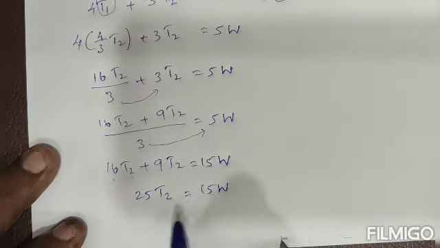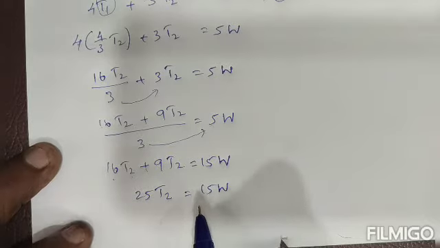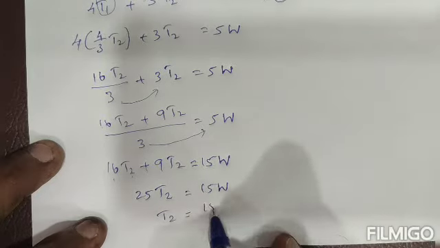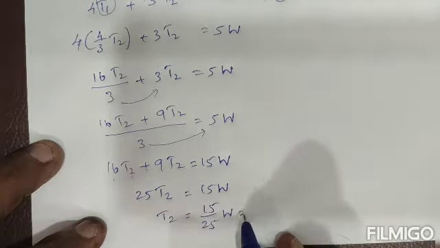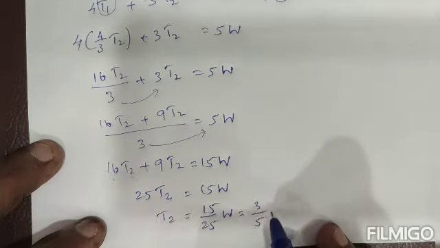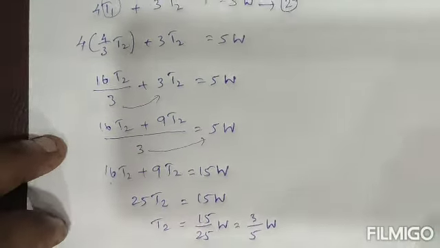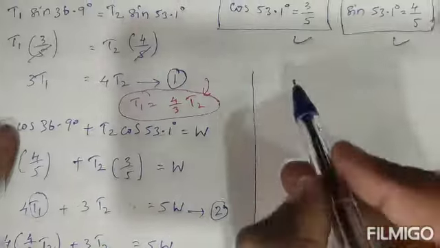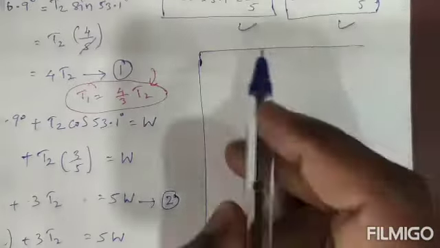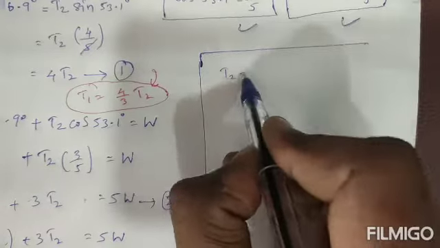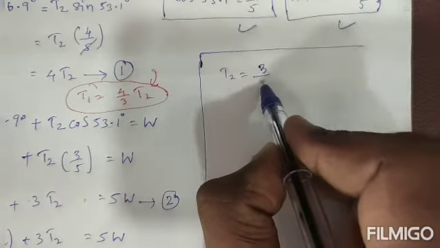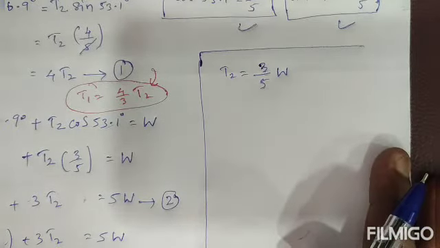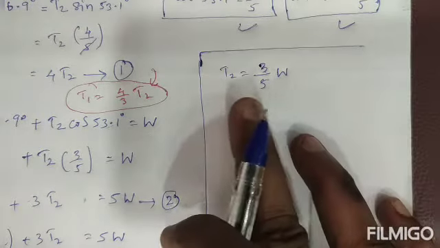So on both sides, divide by 25, or otherwise we can write one more step: T2 is equal to 15 divided by 25 w, that is equal to 3 by 5 w. So now we can find the T2 value. I'll write it here. So now we find the T2 value: T2 is equal to 3 by 5 w. Right. Next, we found one tension value, that is the T2 value.